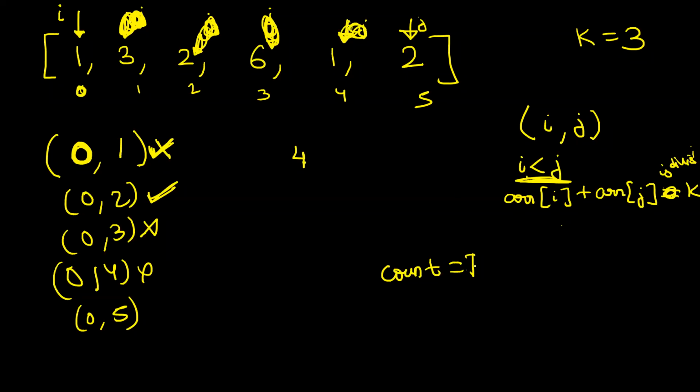So I will do a count plus plus. So now I tell you, boss, when you have fixed the first index as 0, I found two valid pairs. Okay. One was 0, 2 and the other was 0, 5. Do you all agree? What have I done? Try to understand. See, what have I tried doing here?